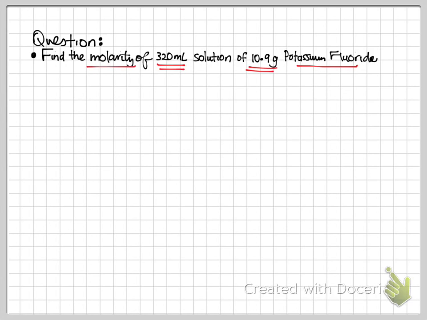Okay, a quick analysis of the problem. I just underline the things that are relevant for me to solve the problem. Remember, potassium fluoride is KF. Now let's think about the equations we can use. I've got mass, I've got volume, and because I've got KF, I can find the molar mass. So I've got mass, molar mass, and volume to find concentration. Easy. I just need to write down the equations and then substitute into the equations.